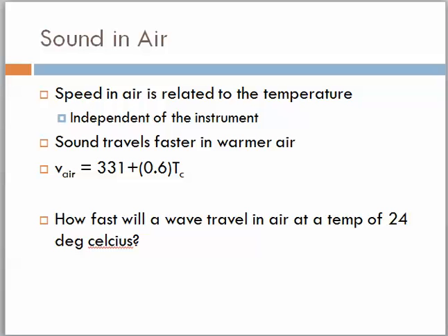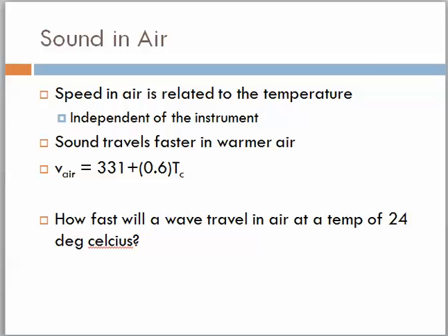Sound and air. All right. Speed in air is related to the temperature, independent of the instrument. As we've discussed, sound travels faster in warmer air. So our equation is the velocity for air is 331 plus 0.6 times the temperature in degrees Celsius.